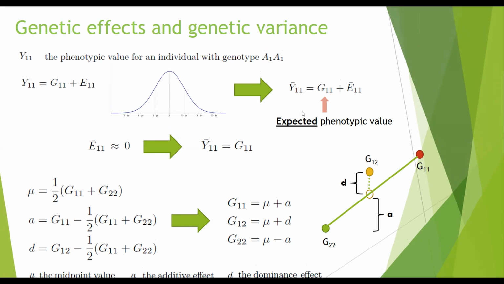Okay, so I think last time Adrian asked a good question. He asked why we need to define these variables: the mu is the midpoint, A is the so-called additive effect, and the D is the dominance effect. So why do we need these terms? Actually, this is for our own convenience.